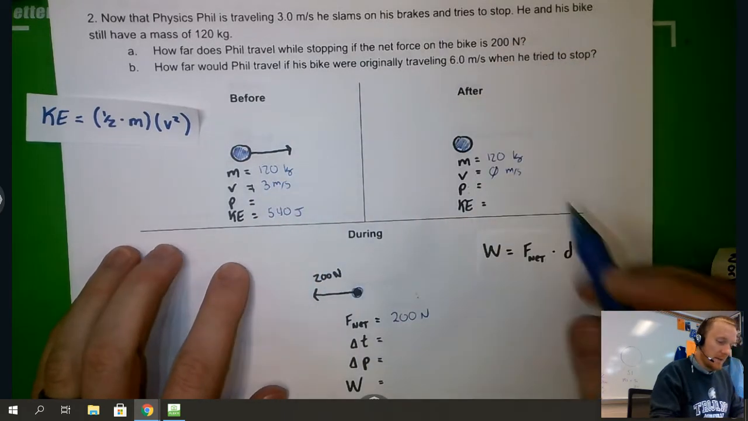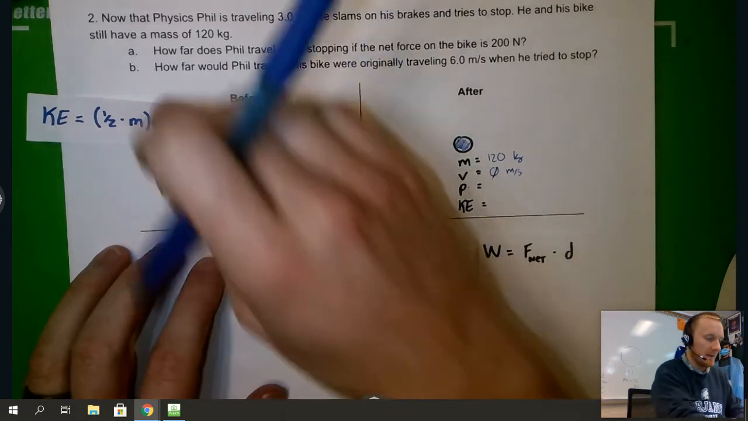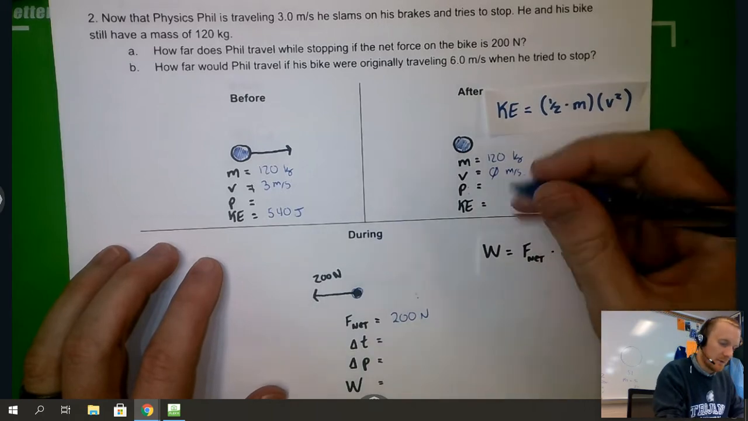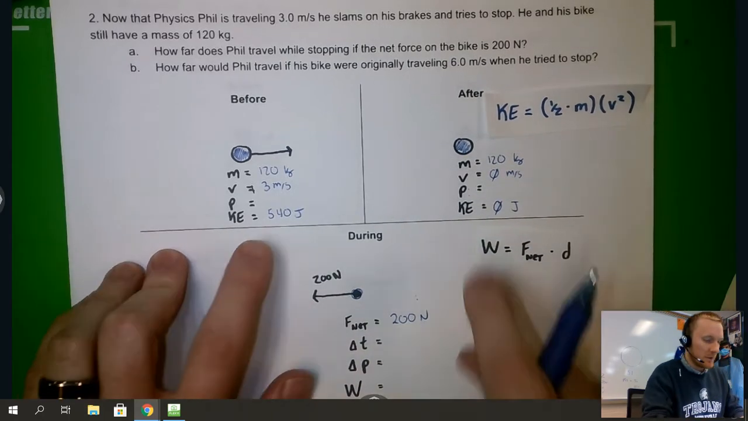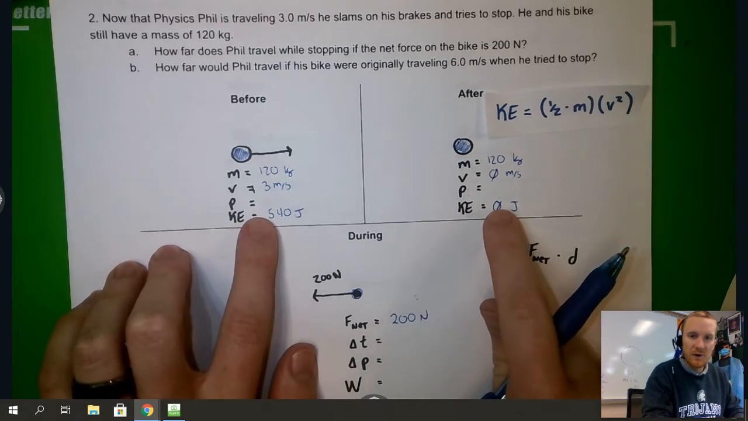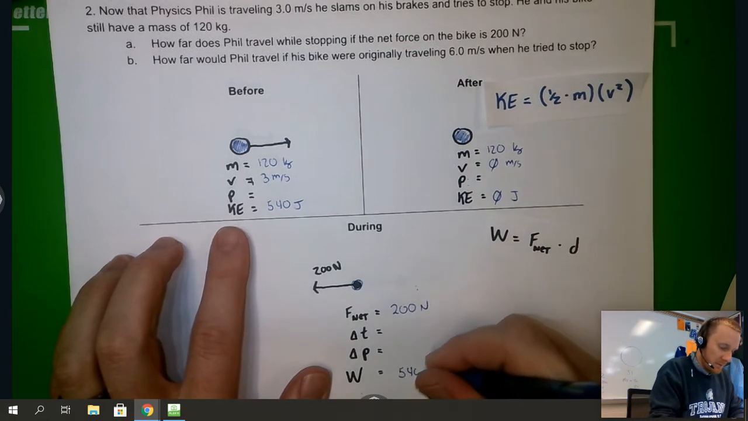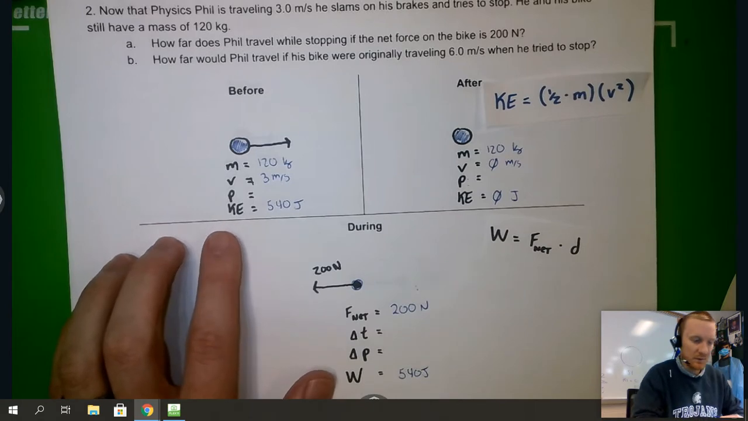Okay, and then finally, when he comes to a complete stop, right? If his velocity is 0, then that means he has no kinetic energy at all. So that's pretty easy to solve for. We have no kinetic energy if we're not moving. So the work done in this case, the change from our initial kinetic energy to our final, well, that is equal to 540 joules, right? That's the difference between 540 and 0. So that's the amount of work that's been done.